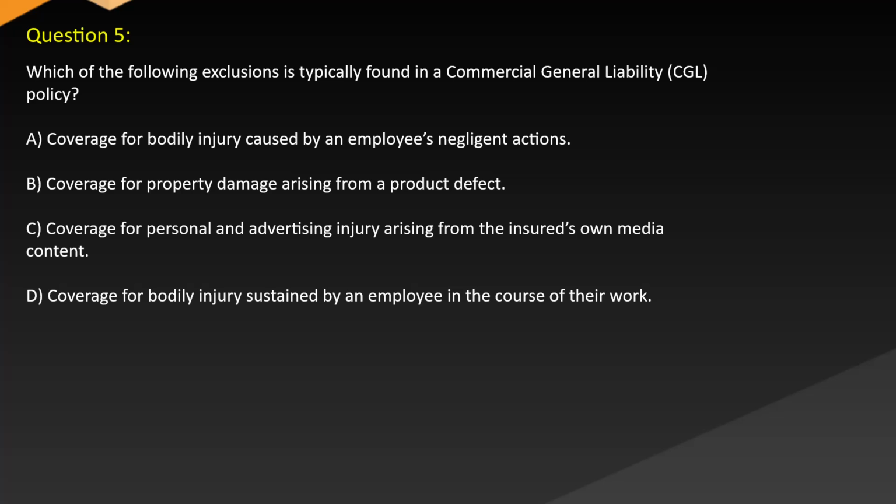Question 5. Which of the following exclusions is typically found in a commercial general liability (CGL) policy? A. Coverage for bodily injury caused by an employee's negligent actions. B. Coverage for property damage arising from a product defect. C. Coverage for personal and advertising injury arising from the insured's own media content. D. Coverage for bodily injury sustained by an employee in the course of their work.